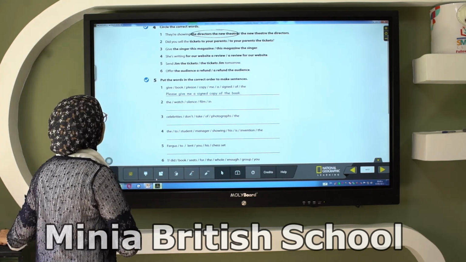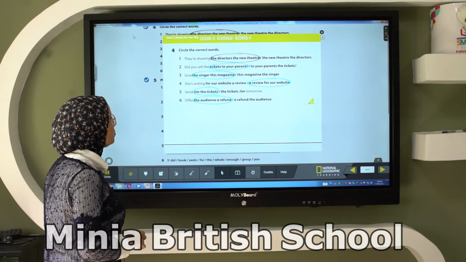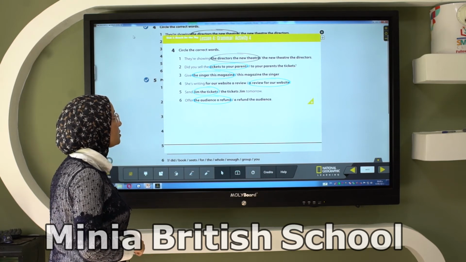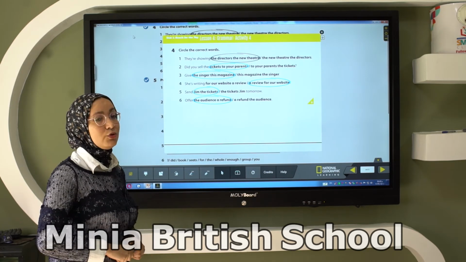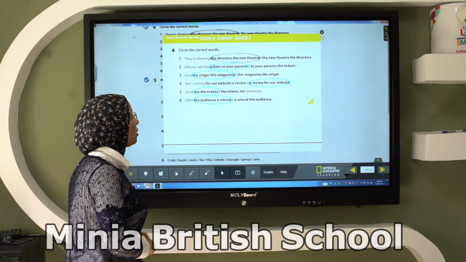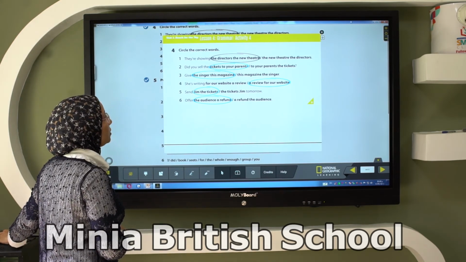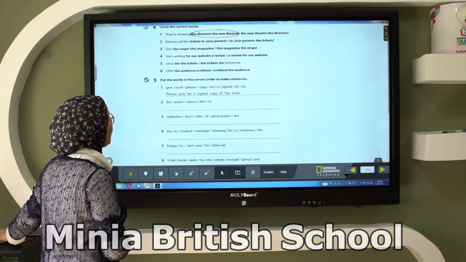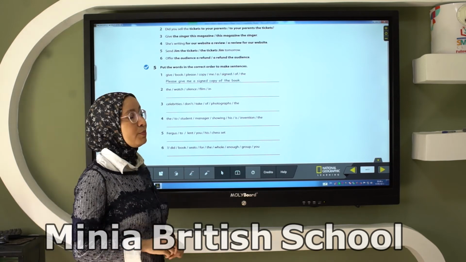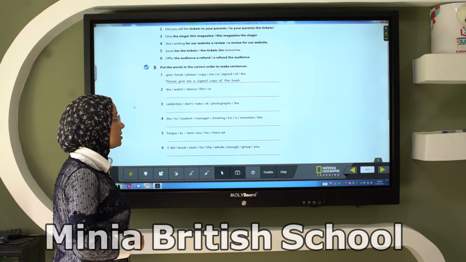Now we can check the answers here. So as we said, did you sell the tickets to your parents? Give the singer this magazine. She is writing a review for our website. Send Jim the tickets tomorrow. Offer the audience a refund. Let's move quickly to the following exercise. Put the words in the correct order to make sentences. Number one: give book, please copy me a signed of the.